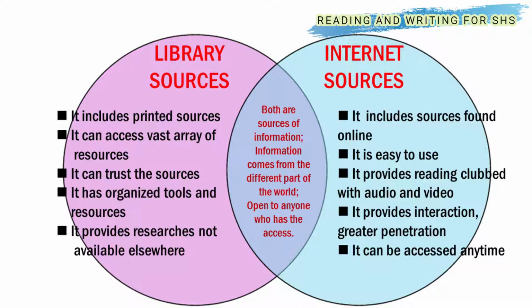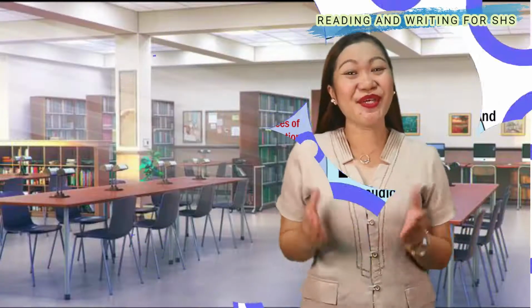While for the internet, it has many advantages as a source. It is easy to use, provides reading clubs with audio and video, provides interaction and greater penetration, and can be accessed anytime. Well, for their similarities, both are sources of information, of course. Information can come from different parts of the world, and it is open to anyone who has the access. Do you have the same answer?